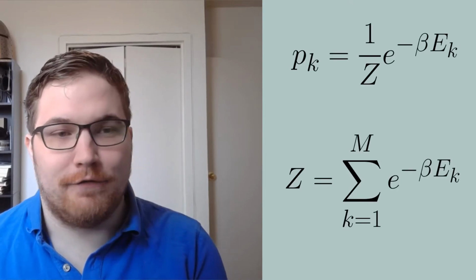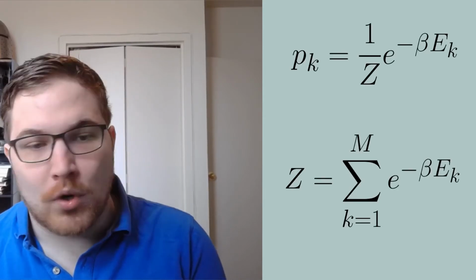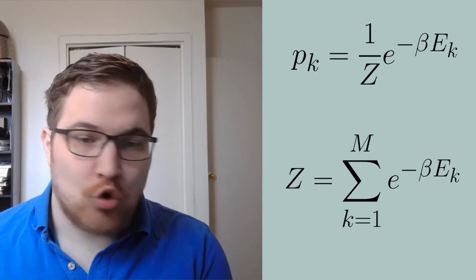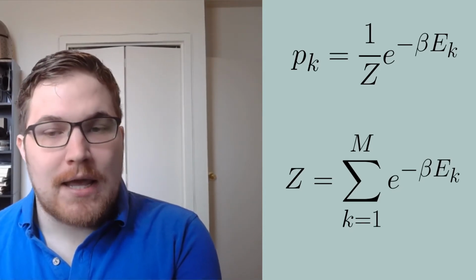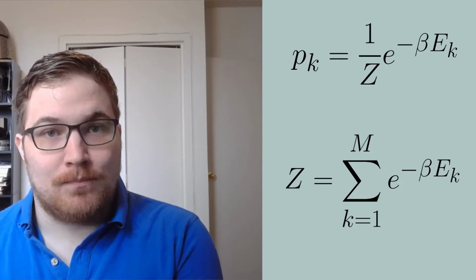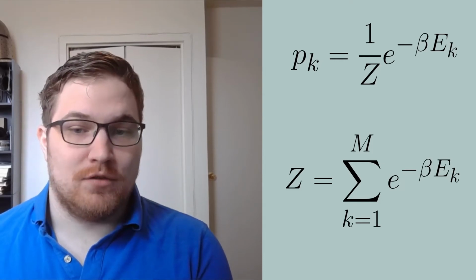To get right into it, we need to remind ourselves about the thermal probability distribution function. We say that the probability that a system connected to a thermal reservoir has energy Ek is given by the following formula. 1 over Z is a normalization constant ensuring all probabilities sum to 1, and beta is the inverse temperature. We call Z the partition function.